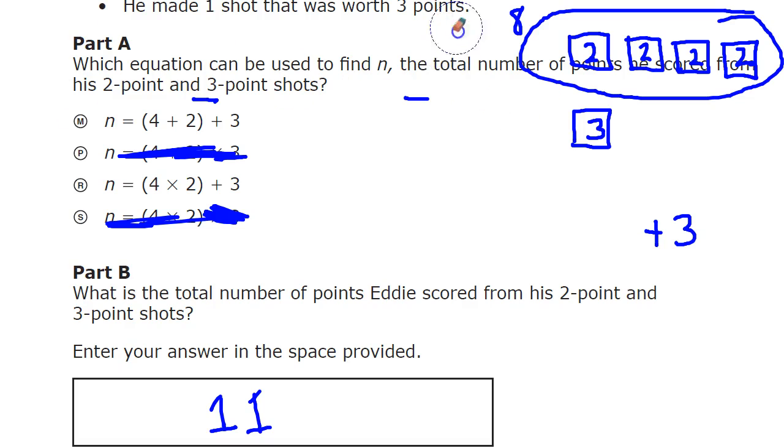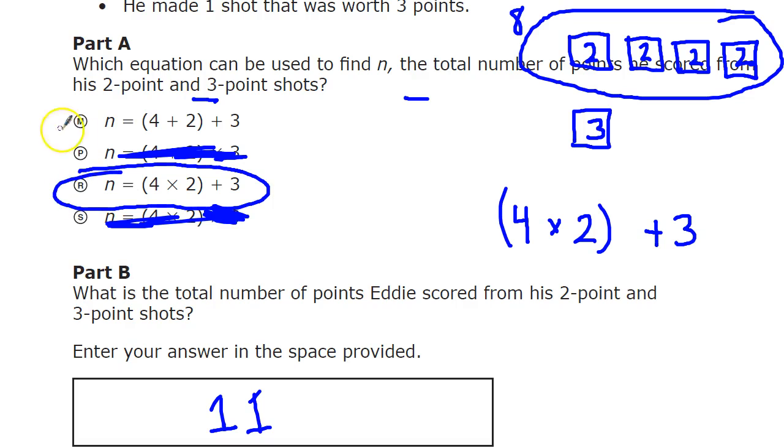We're worried about a much smaller amount. We just need to know that he has 4 shots, and each time he did it, it was 2. So instead of saying plus 2, plus 2, plus 2, plus 2, we just say 4 times 2. It also makes it easier to adjust. What if he had made all of these as 3-point shots? Well, we just change this to a 3, do the multiplication, and we would be done. So my answer to part A is R.